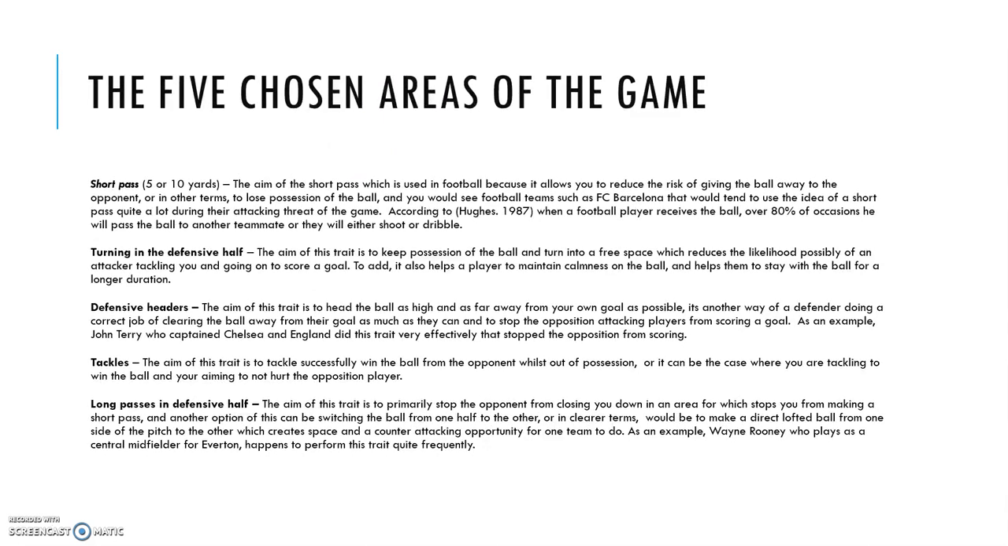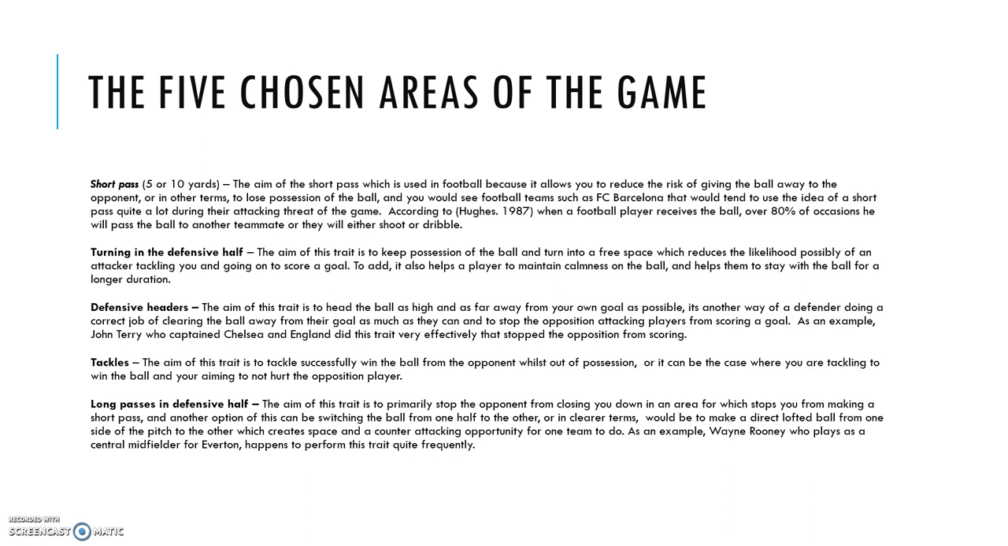So the 5 chosen areas of the game that I'm going to analyse, I'm going to start with a short pass. This is going to be a 5 or 10 yard short pass, and the aim of this is used in football because it allows you to reduce the risk of giving the ball away to the opponent, or in other terms, to gain possession of the ball instead of losing it. You will see football teams such as Barcelona tend to use the short pass quite a lot during their attacking threat. According to Hughes 1987, when a football player receives the ball, over 80% of occasions he will pass the ball to another teammate, or they will shoot or dribble.